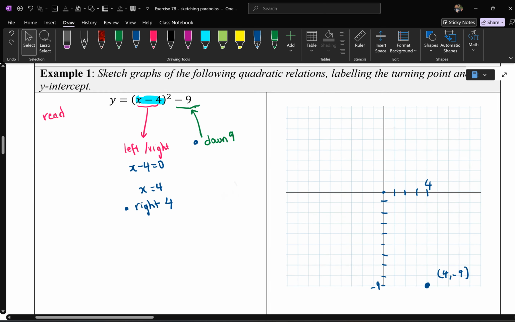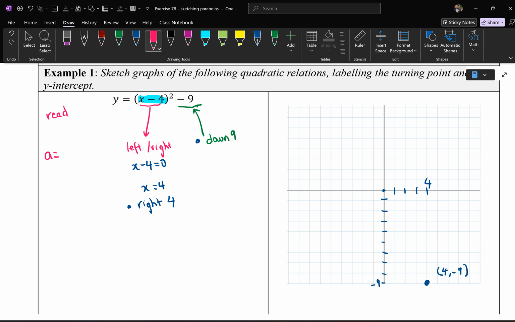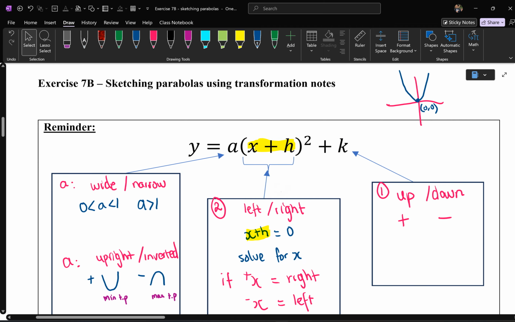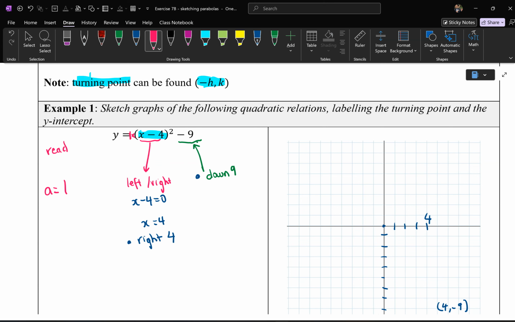Then you ask yourself, all right, what else am I missing? I need to look for a. What is my a value in this case? Sean? Solve for a by... What's a? As in it's 1. Very good. So even though you don't see the number, technically there is a 1 multiplied to the quadratic function. Even though you don't write the 1, there's a 1 there. So a is equal to 1.